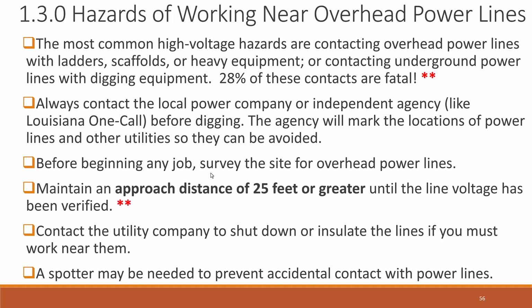Remember, I gave it to you on another page, but here, in general, you maintain an approach distance of 25 feet or greater until the line voltage has been verified. So if you don't know what the voltage is, stay back 25 feet. Remember that number. Contact a utility company to shut down or insulate the lines. They can actually put a covering over the lines if needed, if you have to work near them. And a spotter might be needed to prevent accidental contact with the power lines for the heavy equipment operator, because sometimes they can't see and judge distance well enough.